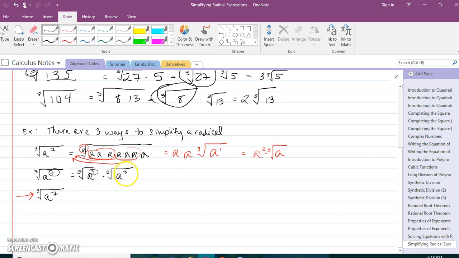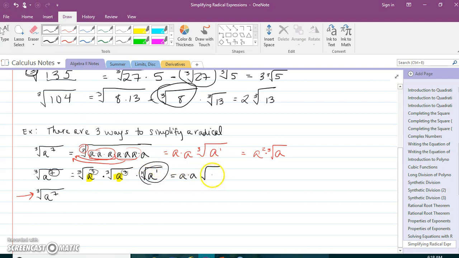So that's 3, 6. I have one more left over, so it's just going to be on its own right here. So 3, 6, 7. So you have 2 a cubes hidden in a to the 7th. And then you think, all right, each of these is just a. Cube root of a cubed is just a. So I have a times a.